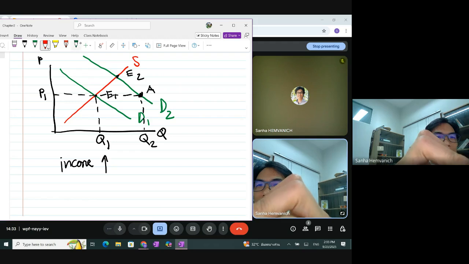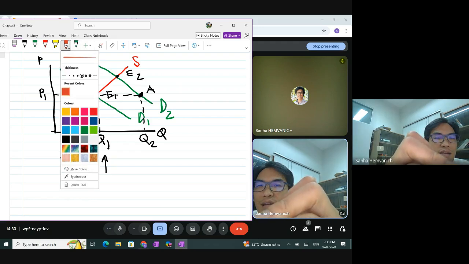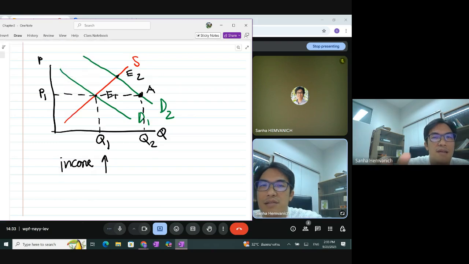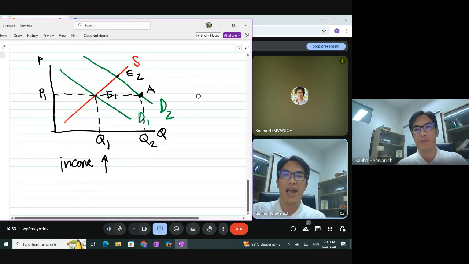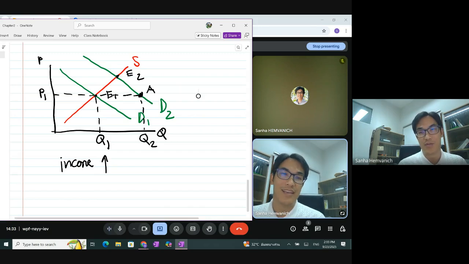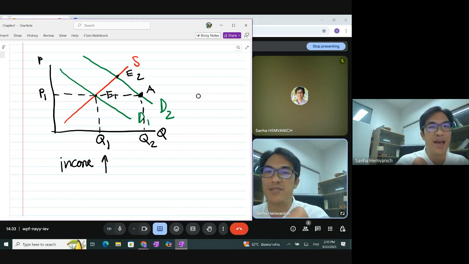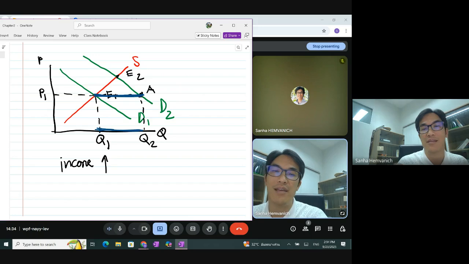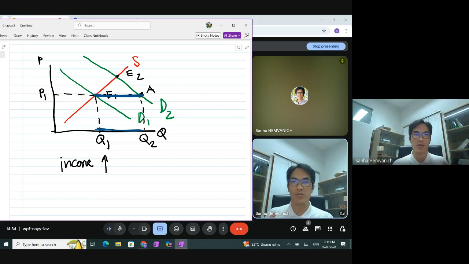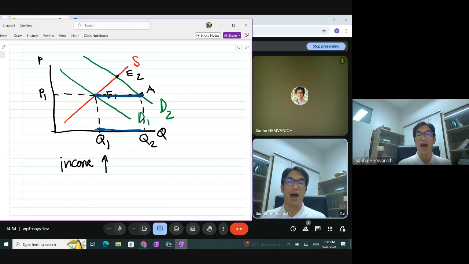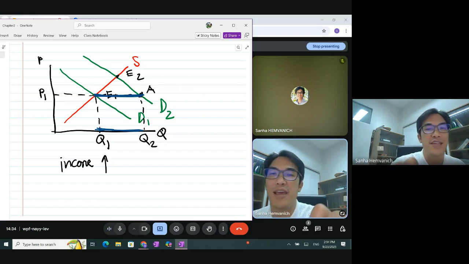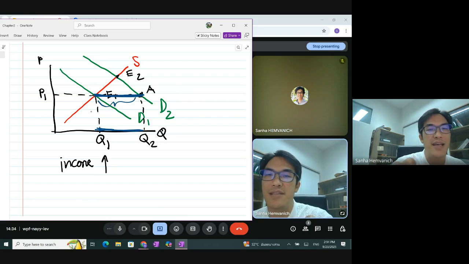Okay, another color. So we have the situation where at P1 the demand at D2 is actually more than supply. This is the difference between the two. I draw here, but you can draw here as well. The difference between Q2 and Q1 is the difference between demand and supply. Here, demand is higher than the supply. So you can say that this amount is excess demand.